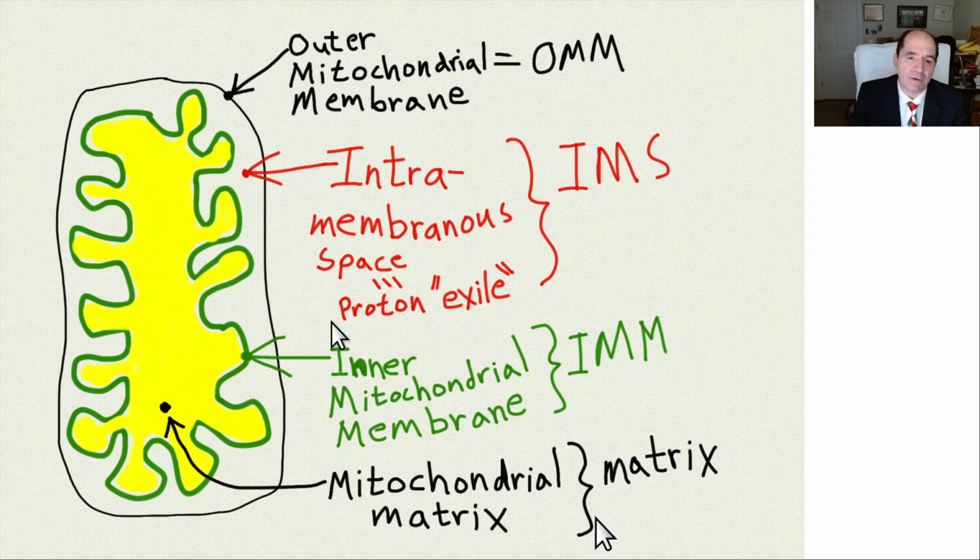Okay, here's what a mitochondria looks like. It has an outer mitochondrial membrane, OMM. It has an inner mitochondrial membrane, this green line, that's IMM. The space between the inner and the outer membrane is called the IMS, the intramembranous space. That's where the protons are pumped. The inner center of the mitochondria that's in yellow in this drawing, that's the mitochondrial matrix. That's where Krebs cycle runs. Krebs cycle is the same thing as the tricarboxylic acid cycle. It's the same thing as the citrate cycle or citric acid cycle.